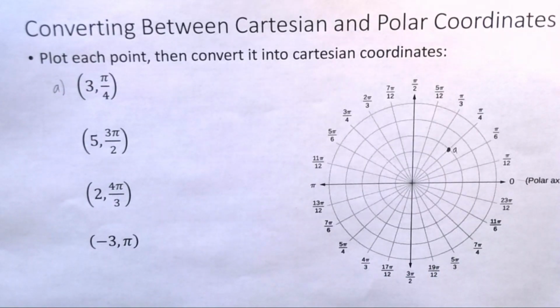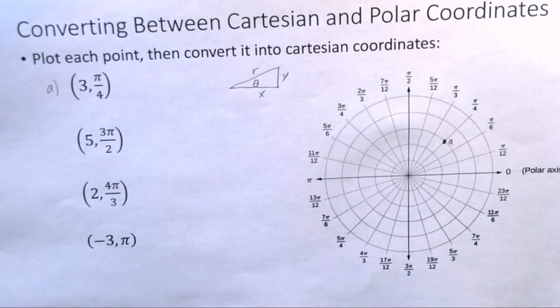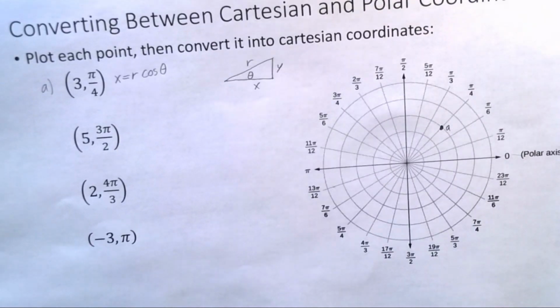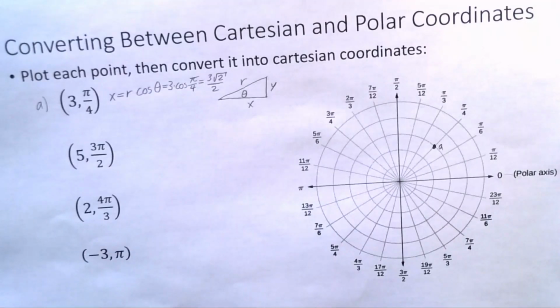To convert points from polar to Cartesian coordinates, we reference the right triangle from the first slide. Based on this right triangle, x is adjacent to the angle, r is the hypotenuse, so x will be equal to r cosine theta. In this case, r is 3 and theta is pi over 4, which allows us to calculate x. So x, in this case, is 3 square root 2 divided by 2 if you use exact numbers.